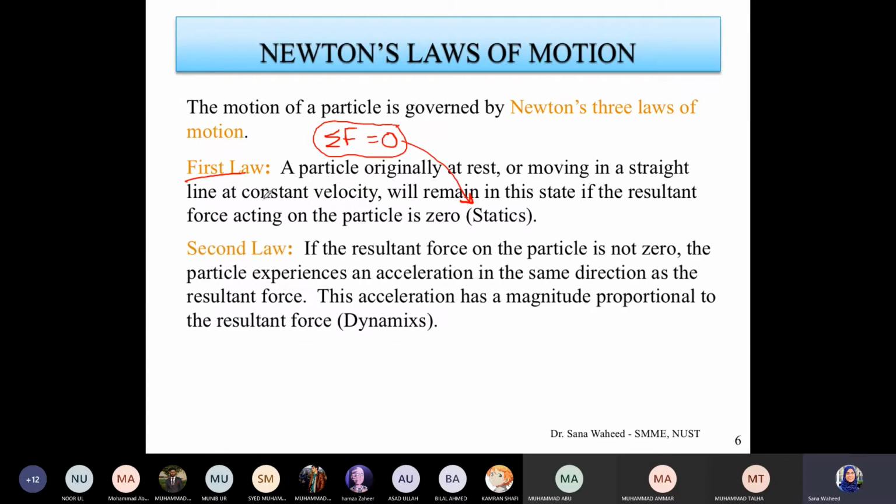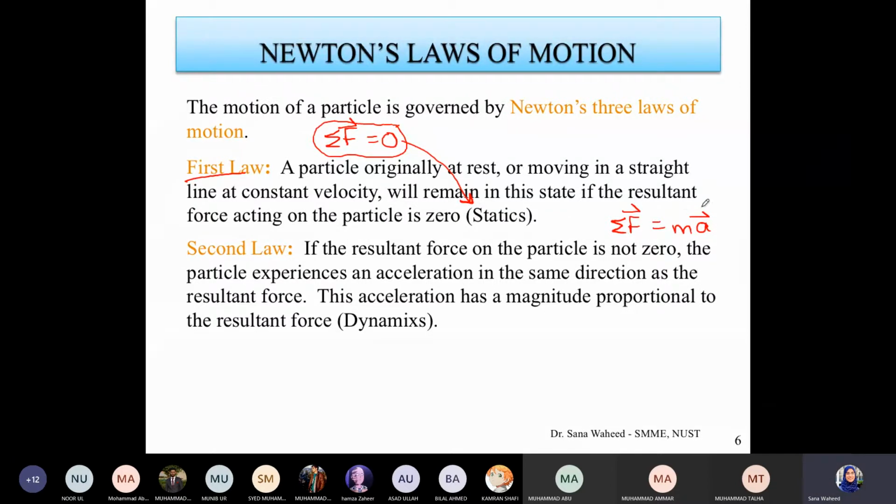The second law deals with the case when you actually have a resultant force acting on a particle. In this instance, Newton's law tells us that the acceleration will be directly proportional to the resultant force acting on the body. The constant of proportionality is related to the mass of the body, such that if I write this law out, it is summation of F equals ma.